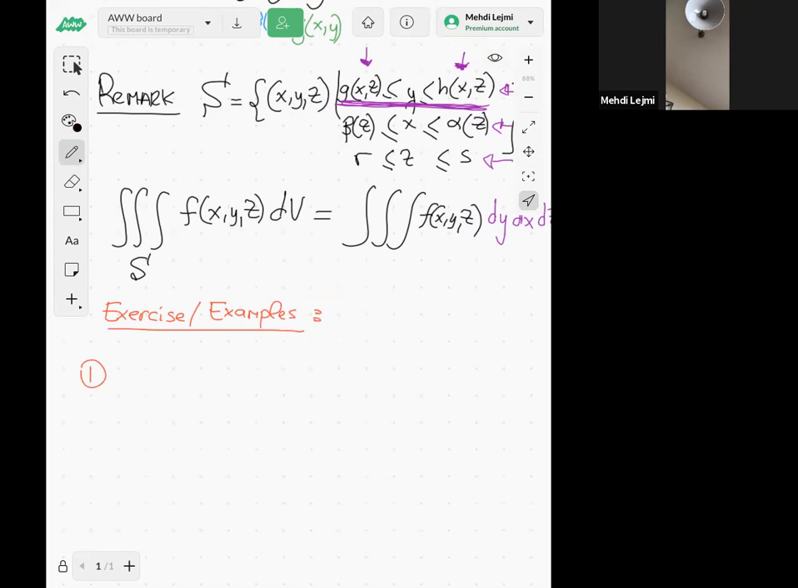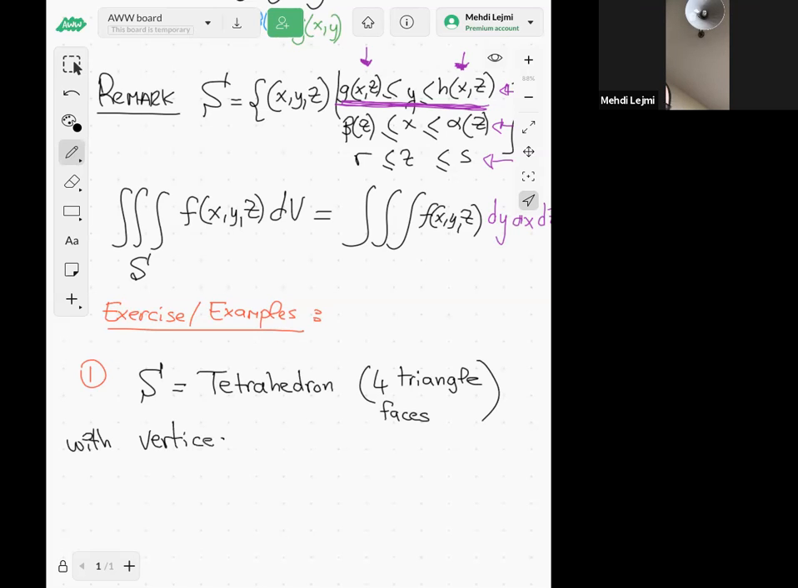Let's say the solid S is the tetrahedron. So what do I mean by tetrahedron? A tetrahedron is a solid with four triangle faces, with vertices, let's say the origin 0, 0, 0, then 1, 0, 0, then 0, 1, 0, and then 0, 0, 1.